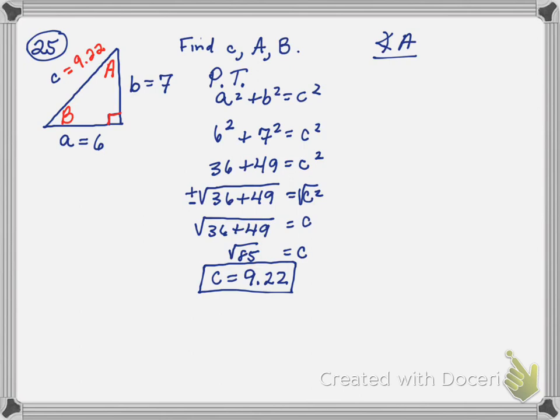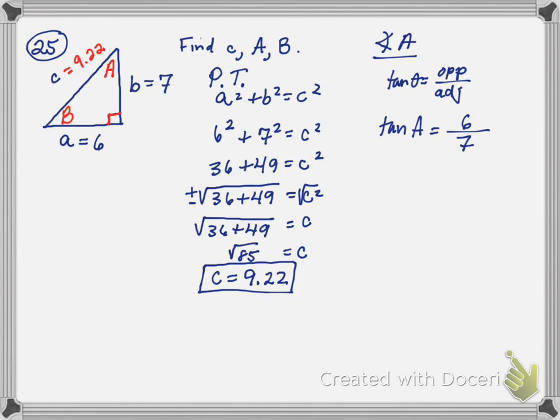So since I know the opposite side and the adjacent side, I'm going to go ahead and use the trig function of tangent, because we know that tangent theta is equal to opposite over adjacent. So now I can write up tangent of angle A is equal to the opposite side, which is 6, over the adjacent side, which is 7.